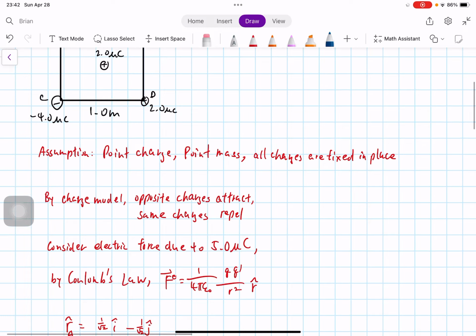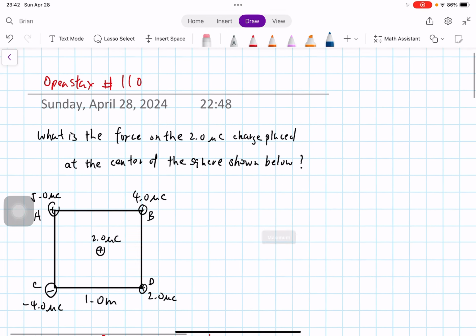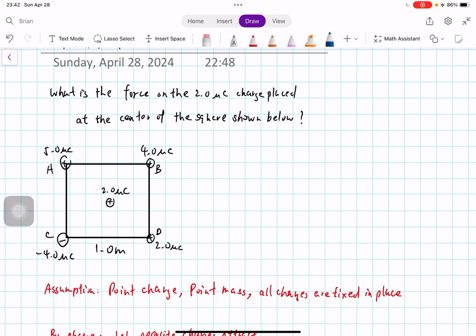Oh, and when we're calculating the electric forces, the approach that I'll be taking is to separate the net force into the electric forces due to A, B, C, and D. So we're evaluating the force from A, then B, then C, then D.